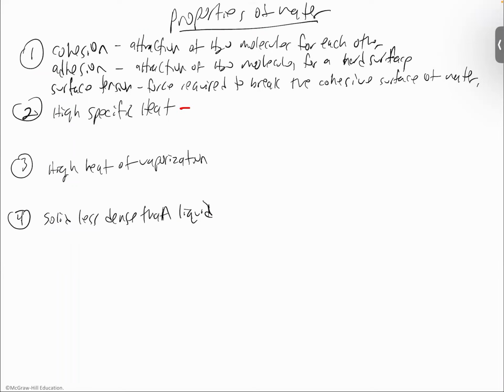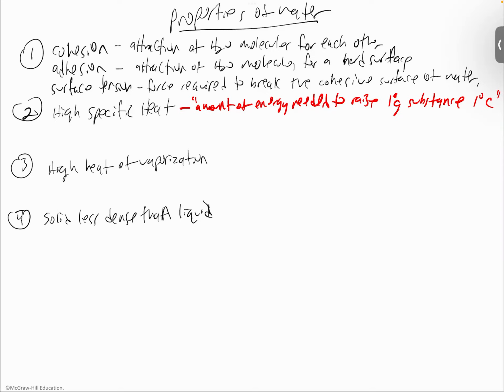So the idea of specific heat, basically what specific heat is essentially the amount of energy or heat needed to raise one gram of substance 1 degree C. That's actually a chemistry definition.